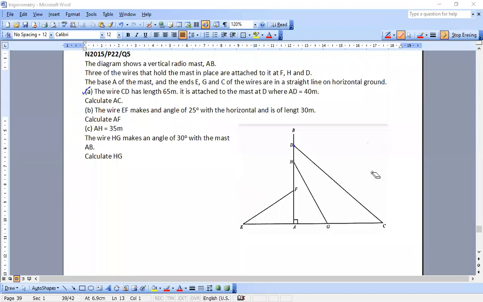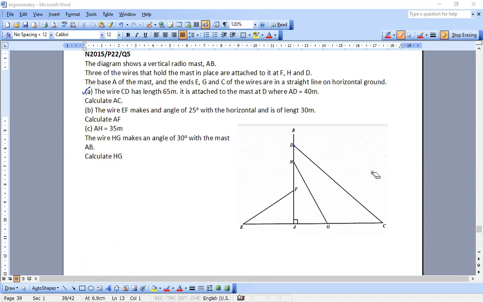The diagram shows a vertical radio mast AB. Three of the wires that hold the mast in place are attached to it at F, H, and D. The base A of the mast and the ends E, G, and C of the wires are in a straight line on horizontal ground. The wire CD has length 65 meters.